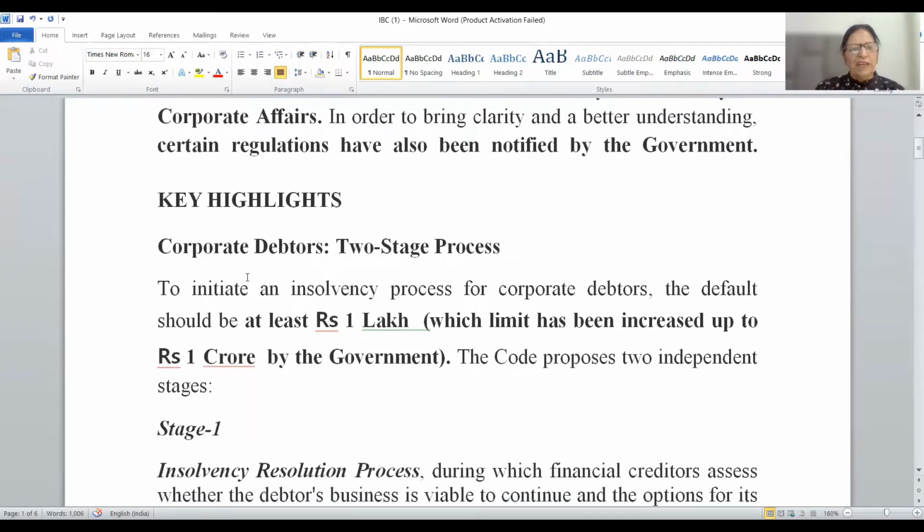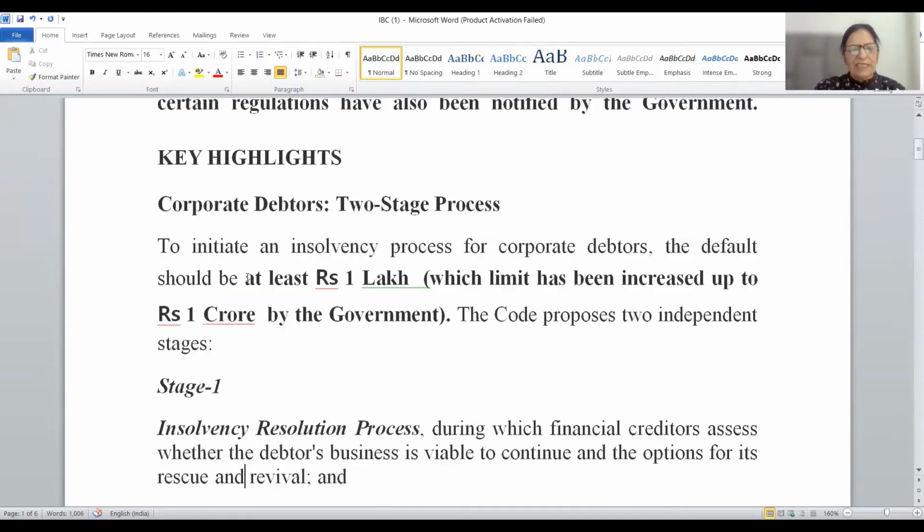So friends, there are 2 stages which I would like to discuss here. But to initiate an insolvency process for corporate debtors, the default should be at least rupees 1 lakh. And this limit of 1 lakh has been increased up to rupees 1 crore by the government. So there are 2 stages.